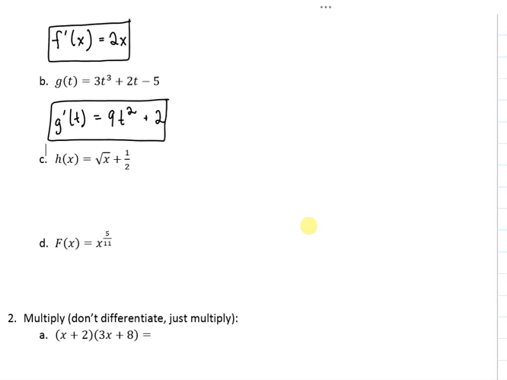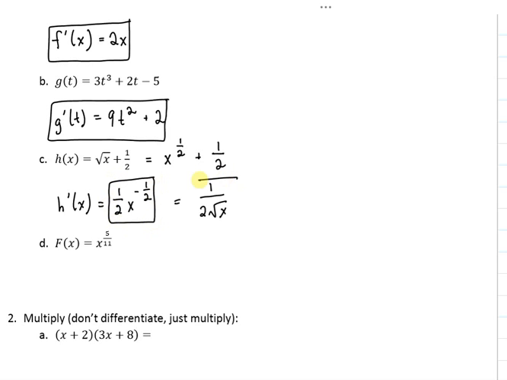For part C, I want to rewrite this root as a power because it's less confusing. So square root is the same as to the 1/2 power. So when I take the derivative, my 1/2 comes in front, and the power goes down by 1. 1/2 minus 1 is negative 1/2. The plus 1/2 at the end is a constant, so it goes away. If you want to be fancy, you can write this as 1/2 square root of x. Either answer is fine.